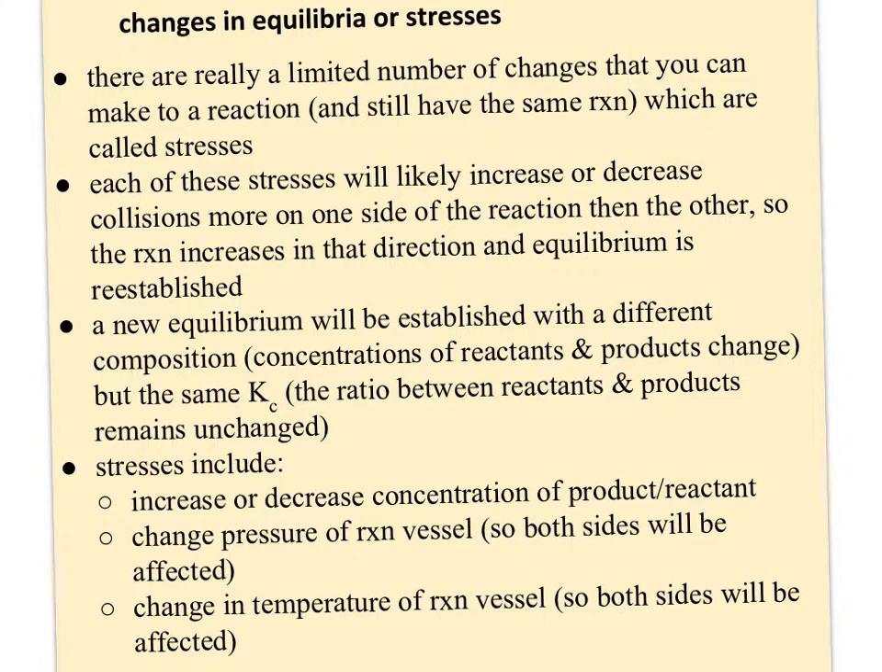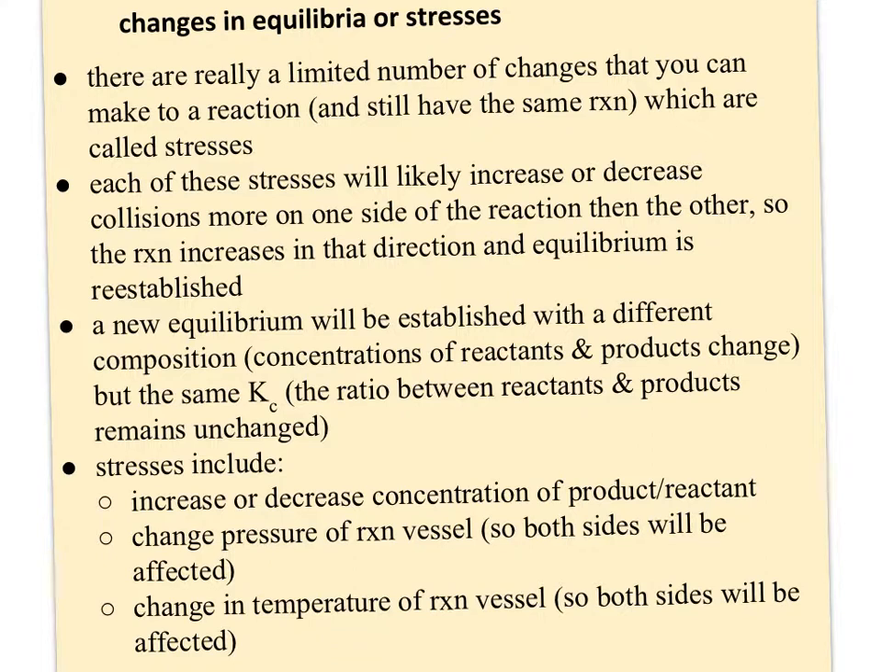So these changes are called stresses, and each of these stresses will likely increase or decrease collisions more on one side of the reaction than the other. So the reaction increases, we say, in that direction. For example, if you increase collisions on the reactant side but not on the product side, you're going to make more product and you're going to shift the equilibrium to the right.